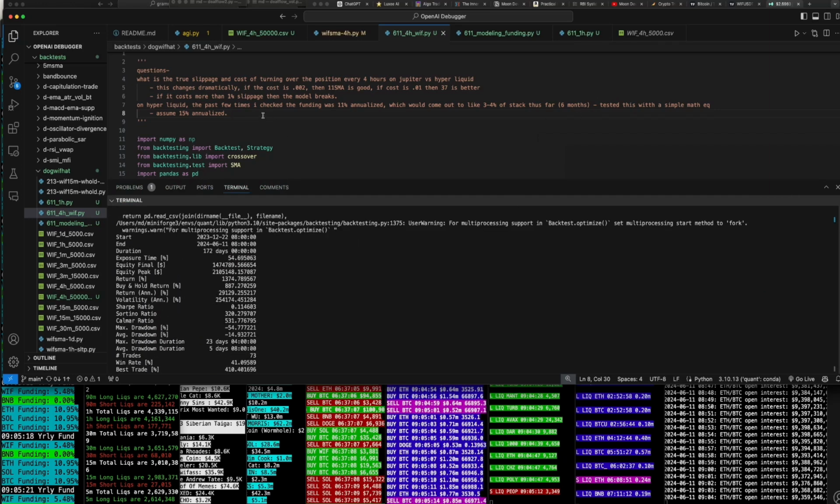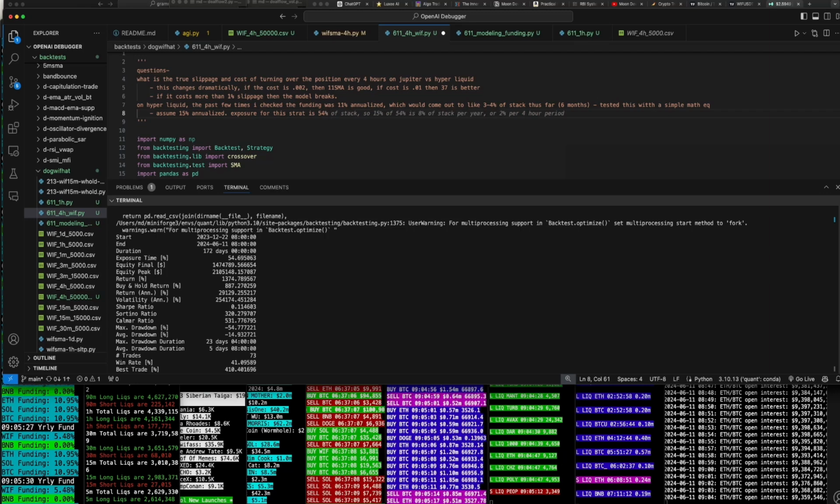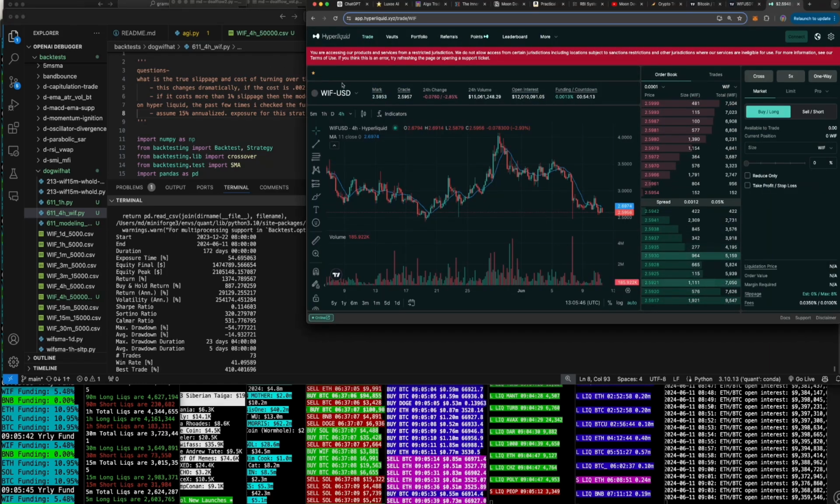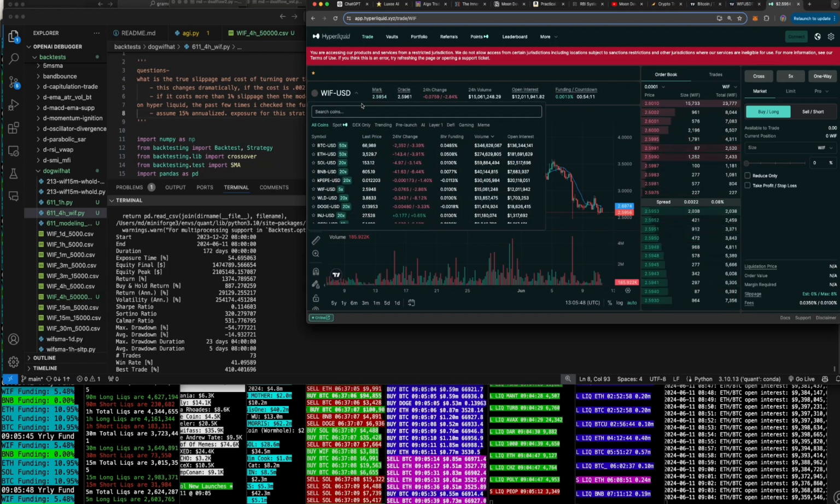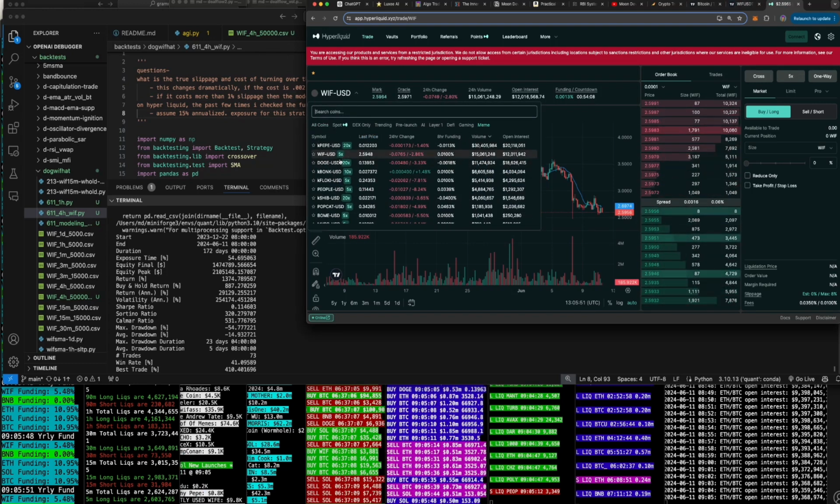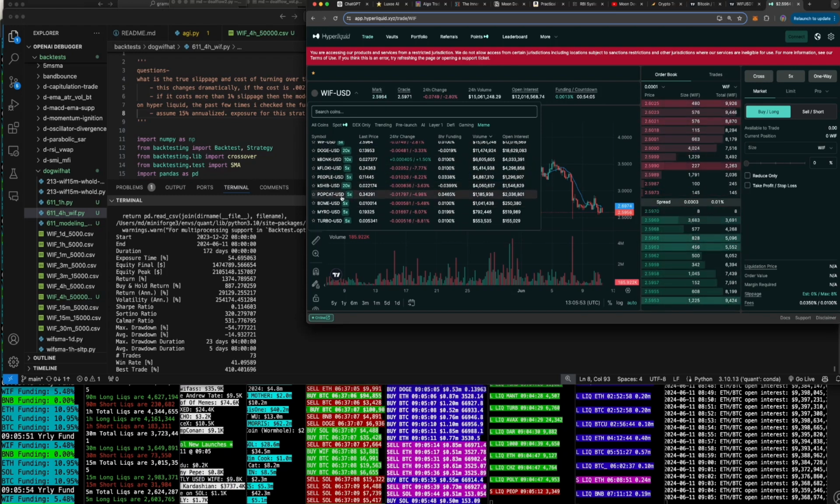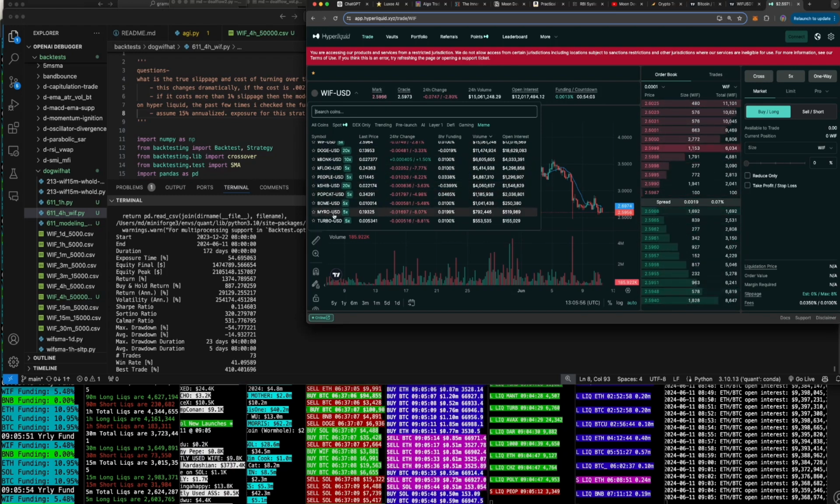Yeah. Exposure for this strat is 54%. So it's like we pay 7% per year. Okay, now I want to go ahead and try this on some other Jupiter symbols. Do we have other Jupiter symbols here is the question. Memes probably. KPepe. Popcat. Yep, Popcat's good. Myro.